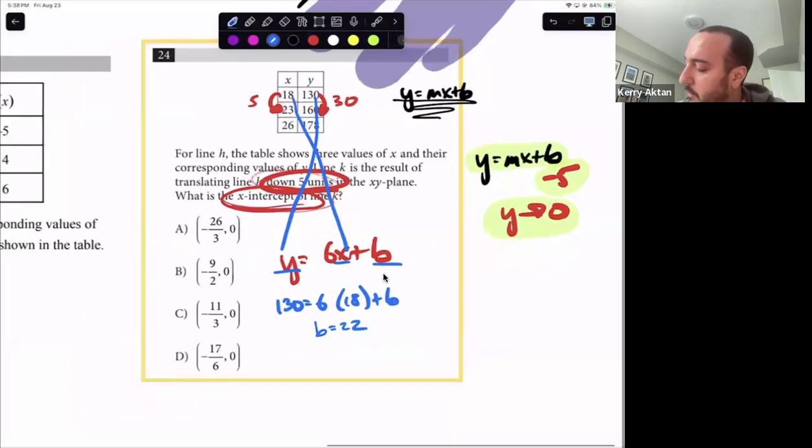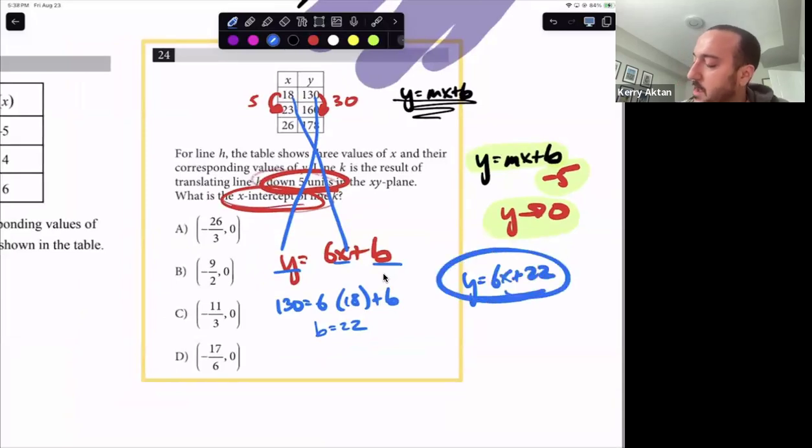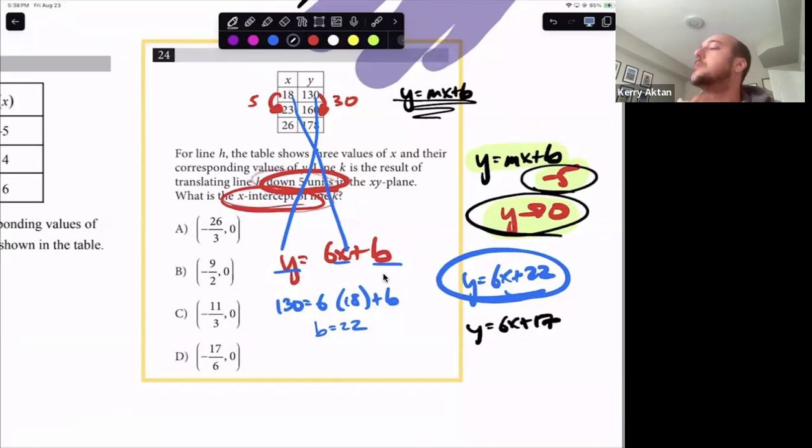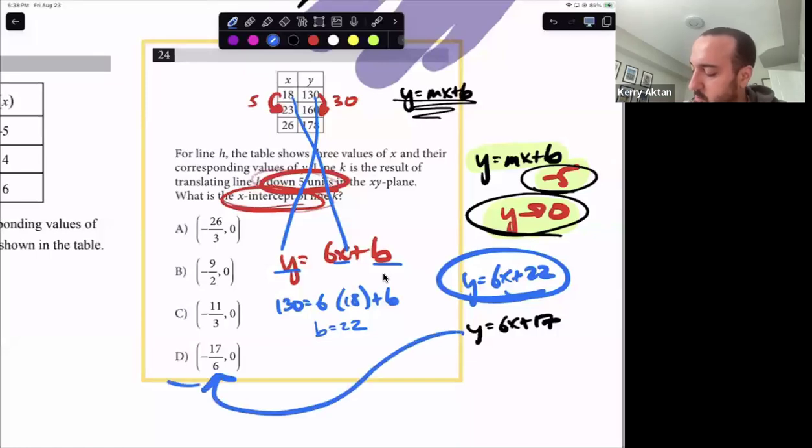Now what? Well, now I have y equals 6x plus 22. That's the equation of my line. Now I'm going to subtract 5. Y equals 6x plus 17. Like I said. And now what? Now I'm going to set the y to 0 or just pop it into Desmos and find the x-intercept. First of all, you can just look at the answer choices. It's going to be D.